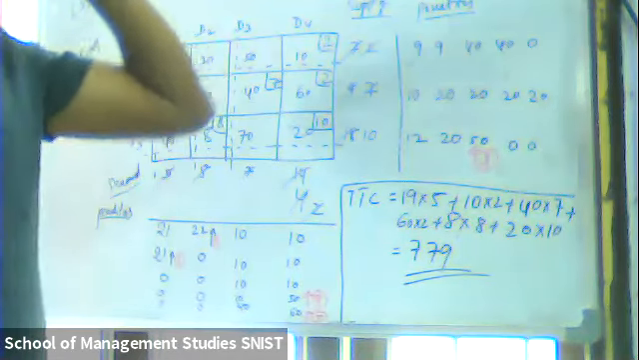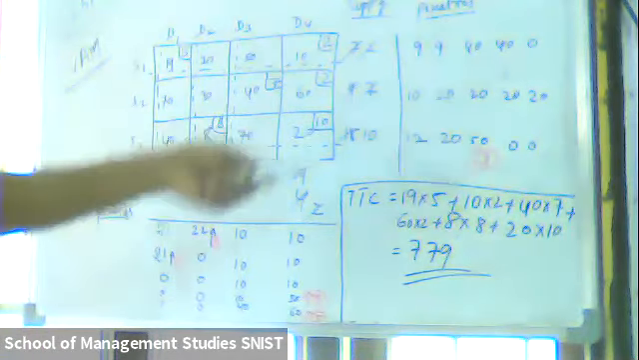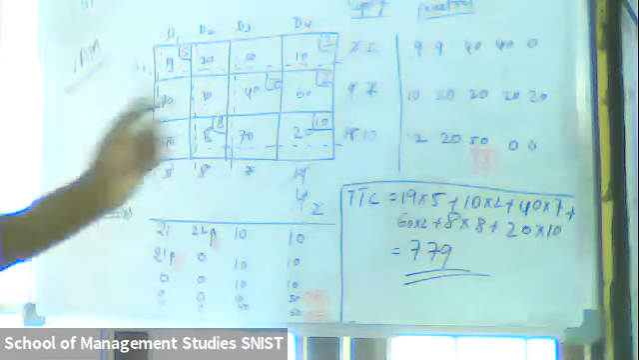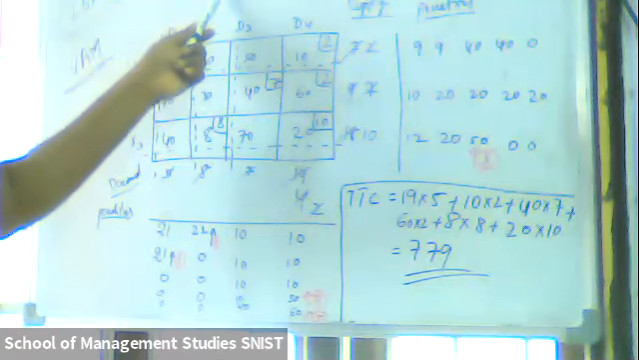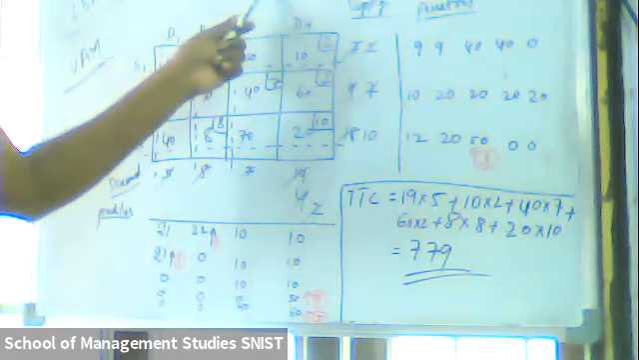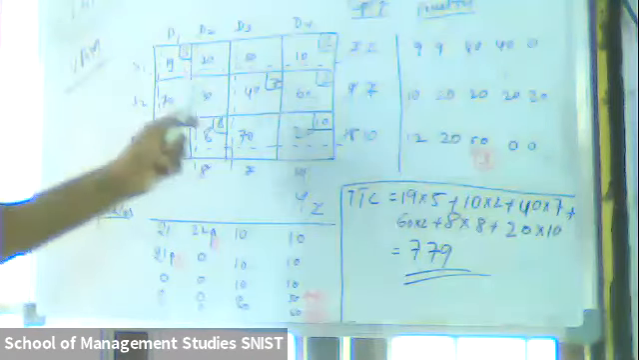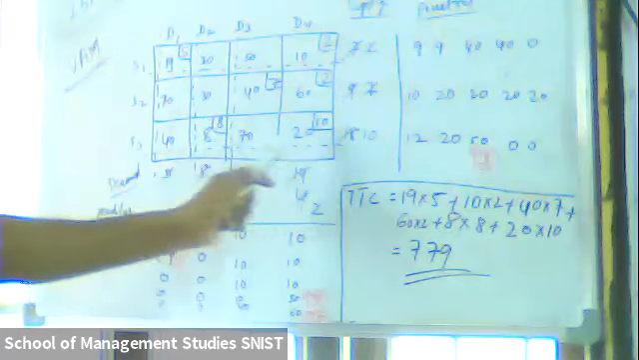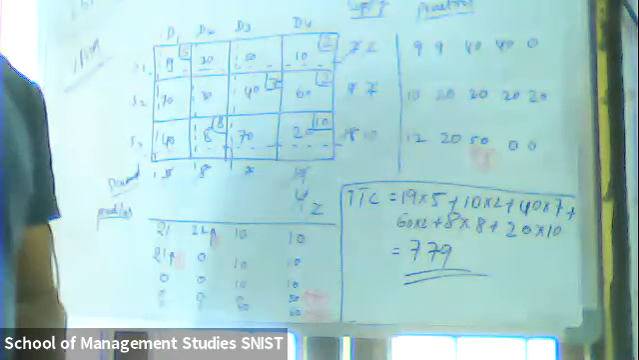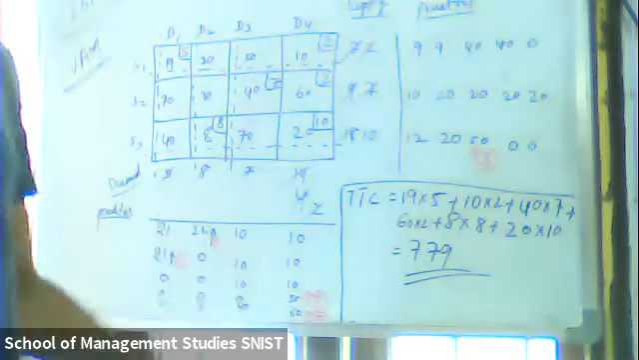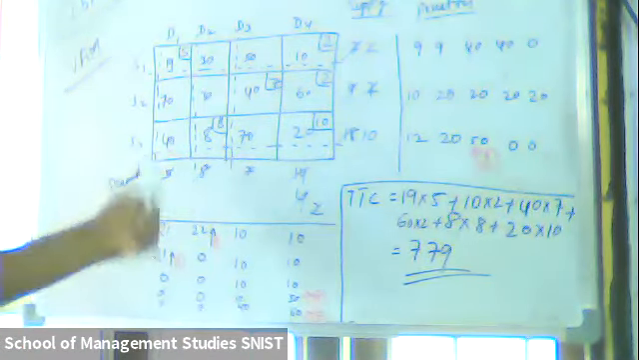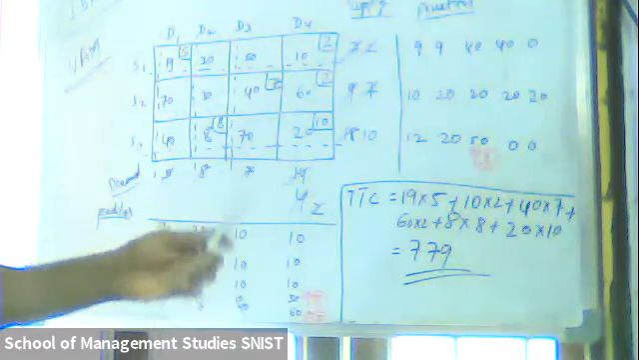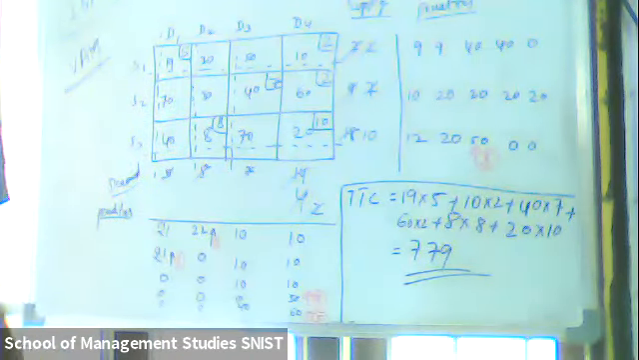Now if you check the same problem, there are 3 rows and 4 columns. So rows, which is m, is 3, and columns, which is n, is 4. 3 plus 4 minus 1 is 6. 1, 2, 3, 4, 5, 6. We got 6 allocations. So when you are solving a transportation problem, you have to check whether this is a non-degeneracy condition or a degeneracy condition.